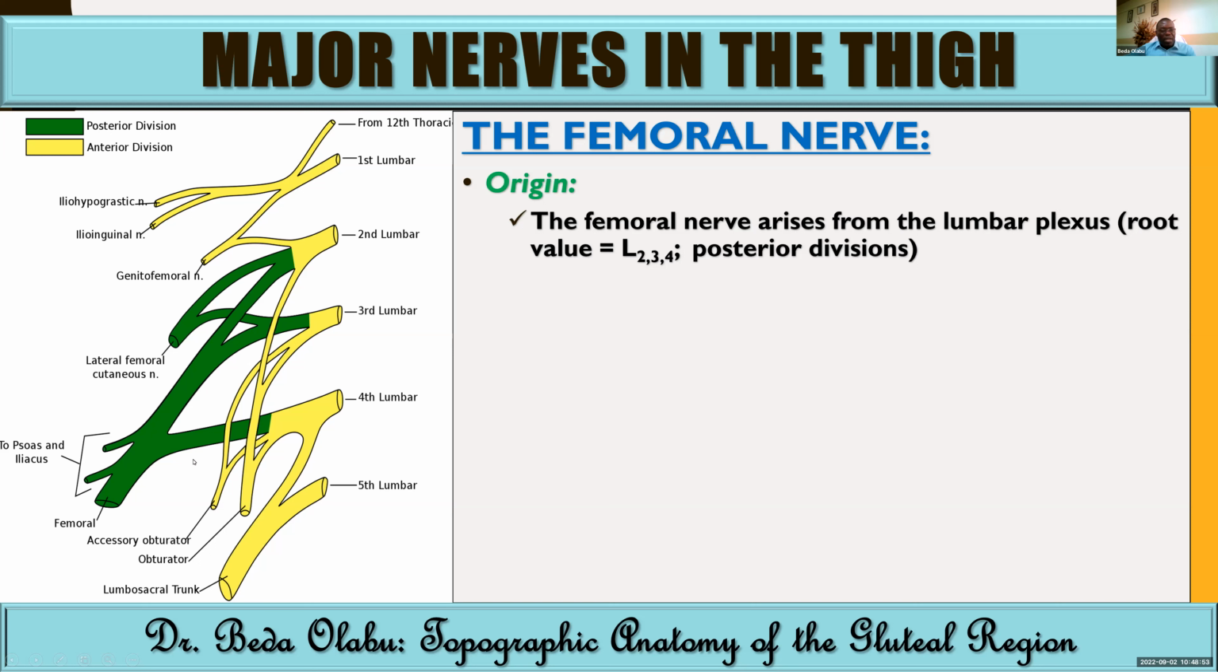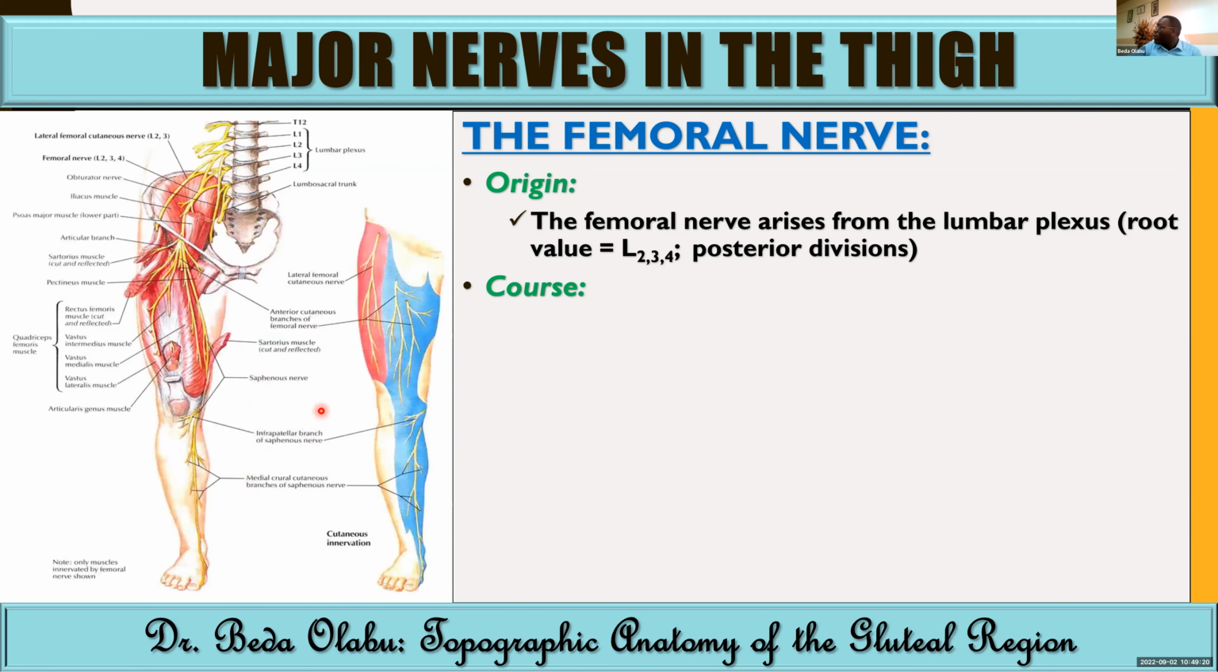So these ventral rami have, again, anterior divisions and posterior divisions. The femoral nerve is formed from the posterior divisions of the ventral rami L2, L3, and L4. So I hope that brings into perspective what I was telling you. Now let's talk about the course of the femoral nerve.